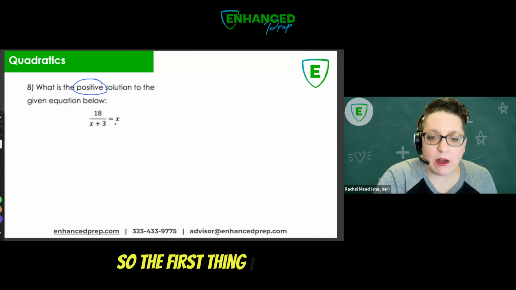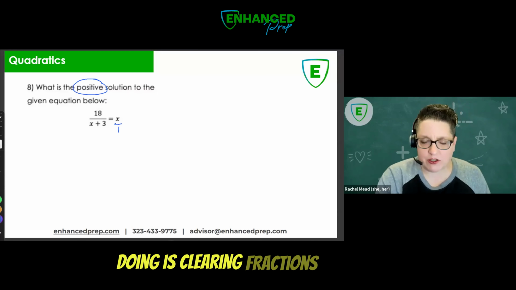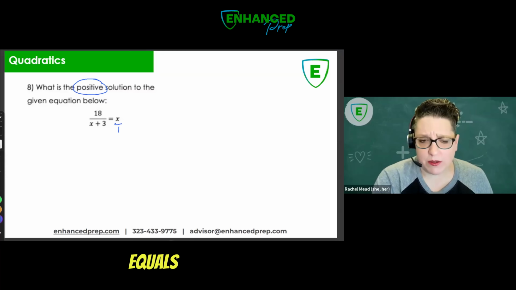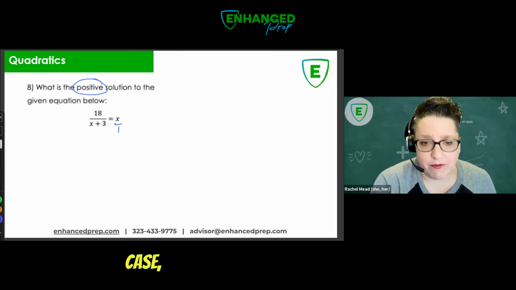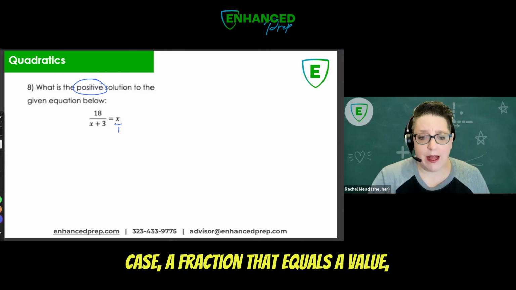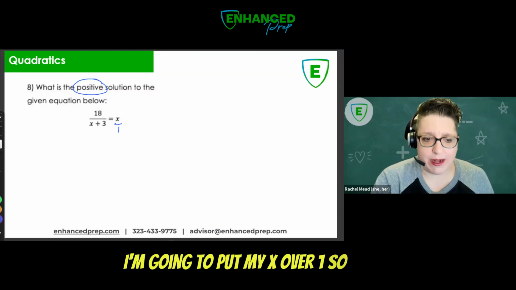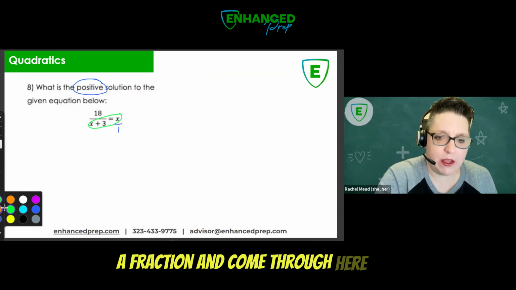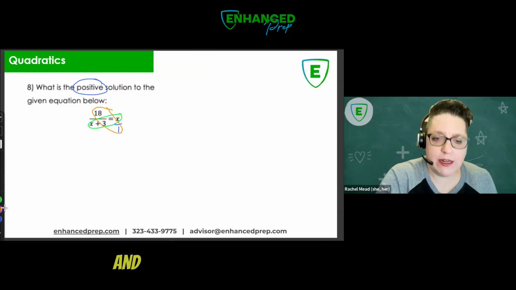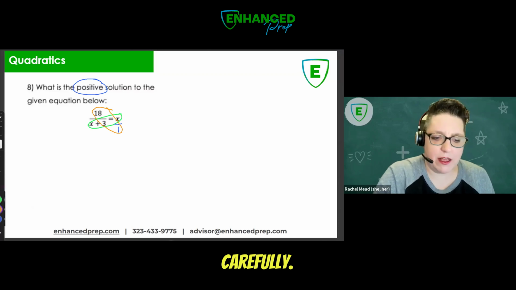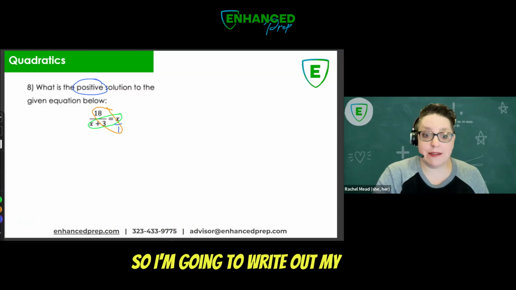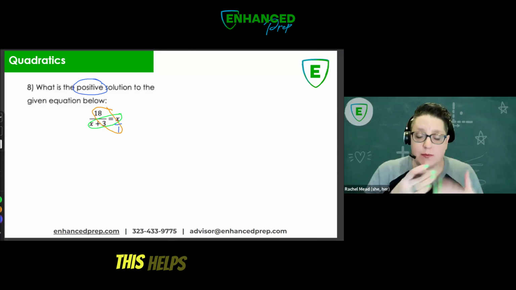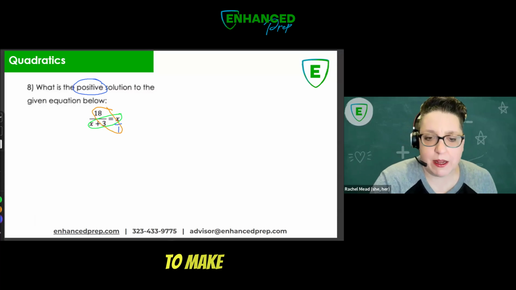So the first thing I always recommend doing is clearing fractions as quickly as we can. So anytime we have a fraction that equals another fraction, or in this case, a fraction that equals a value, I'm going to put my x over 1 so that I can turn it into a fraction that equals a fraction and come through here and cross multiply. And I need to make sure I'm distributing carefully. So I'm going to write out my steps rather than jumping to my multiplication. This helps cut down on the opportunity to make careless errors.